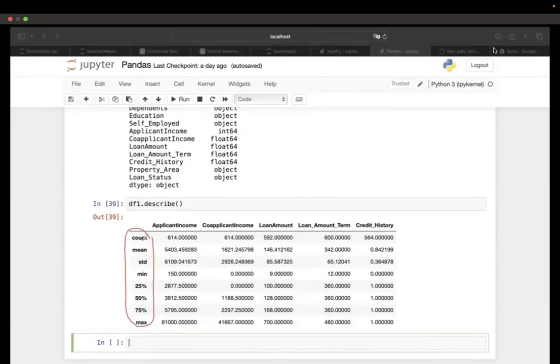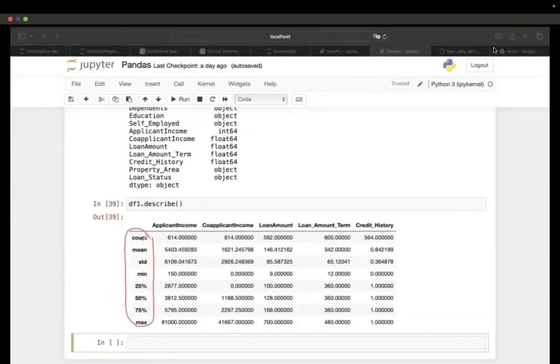So first, what is the first one? The count. It is telling me... What do you guys think? What is the count telling me? You guys are sitting and relaxing too much. Let's have a discussion. Wake up.